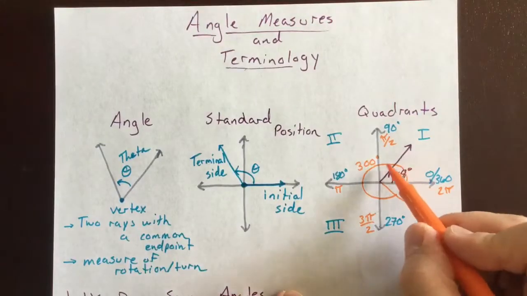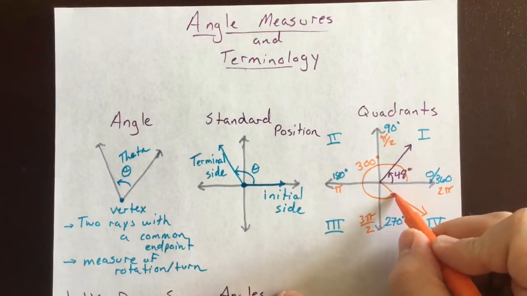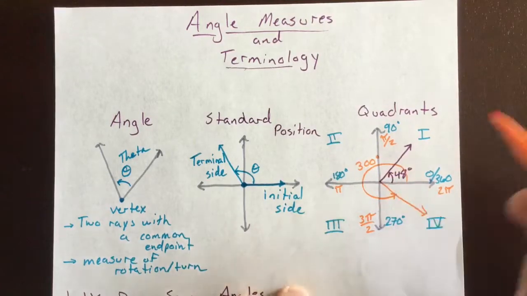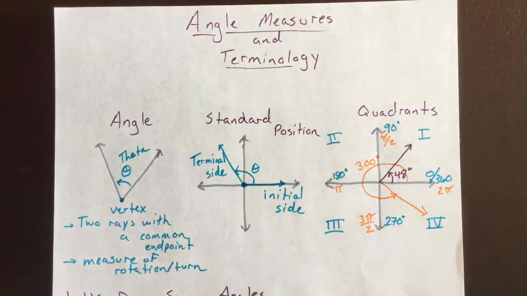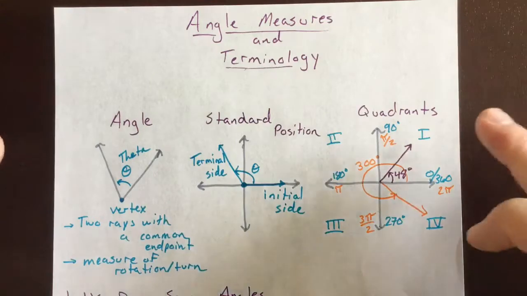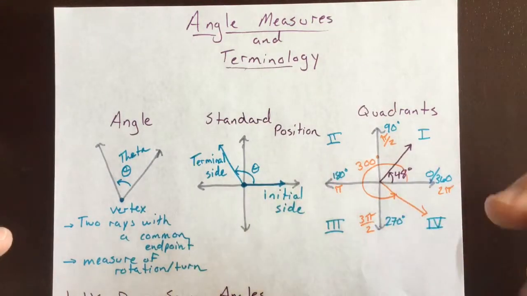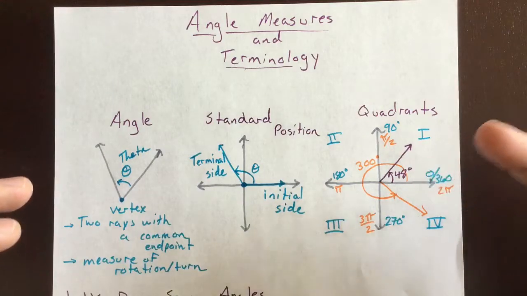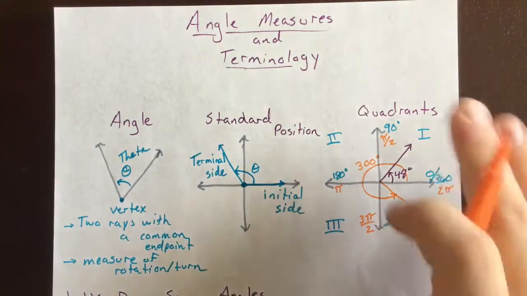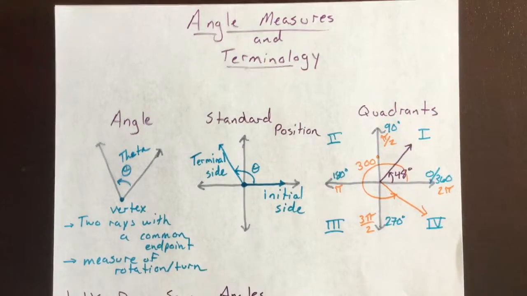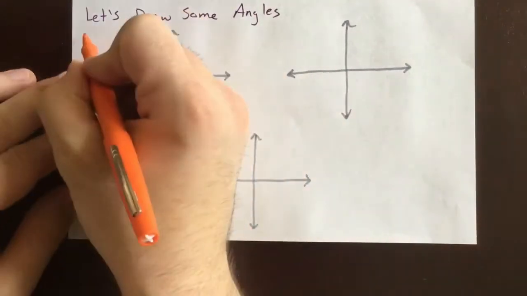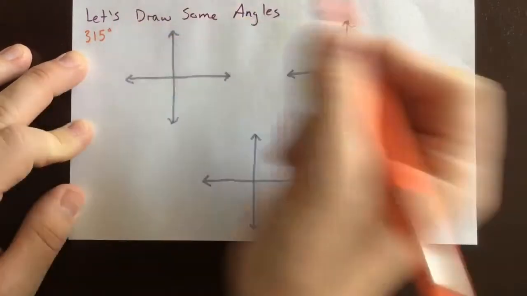It is important for us to actually write this turn, to show this circle. We'll see why as we explore this more. So knowing the quadrants, a 300 degree angle is in quadrant 4, and a 48 degree angle is in quadrant 1. All right, with that understanding, let's actually draw some angles. Let's draw an angle that's 315 degrees.